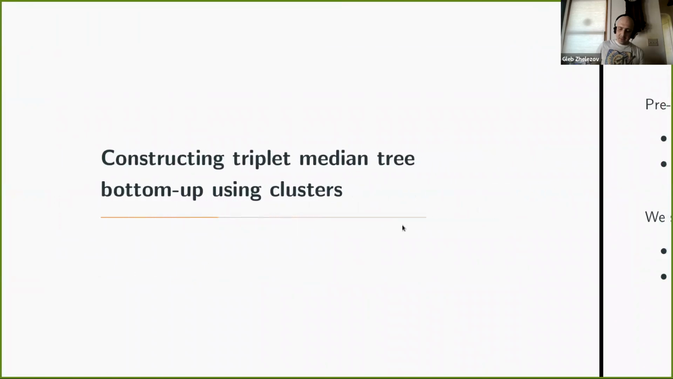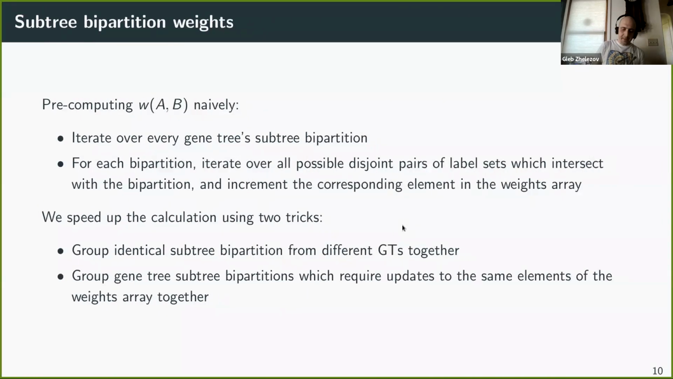Okay, so let's see how to do that. The naive approach would look like this. You iterate over every gene tree subtree bipartition. Then for each bipartition, you iterate over all possible disjoint pairs of label sets which intersect with the bipartition and increment the corresponding element in the weights array. So broadly, it looks like this.